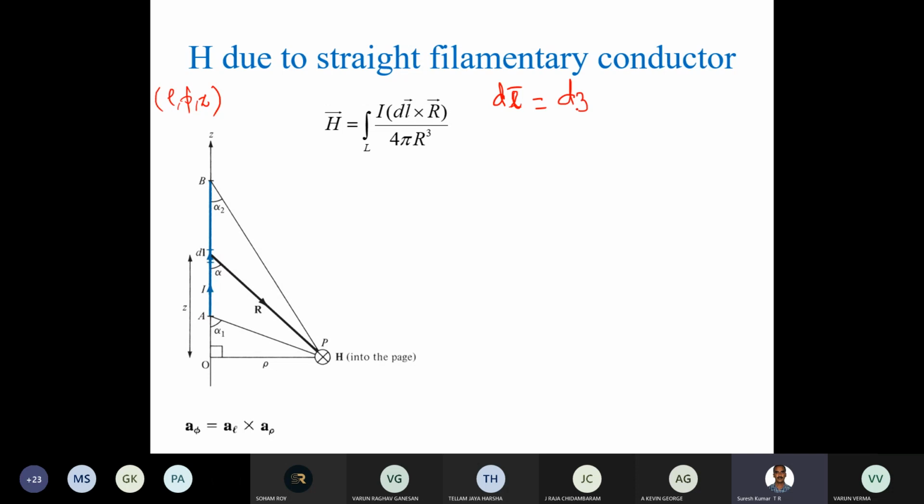dl vector equals dz. It is not along the radial direction or phi direction. The current is flowing through the z direction. So the dl vector should be replaced with dz.